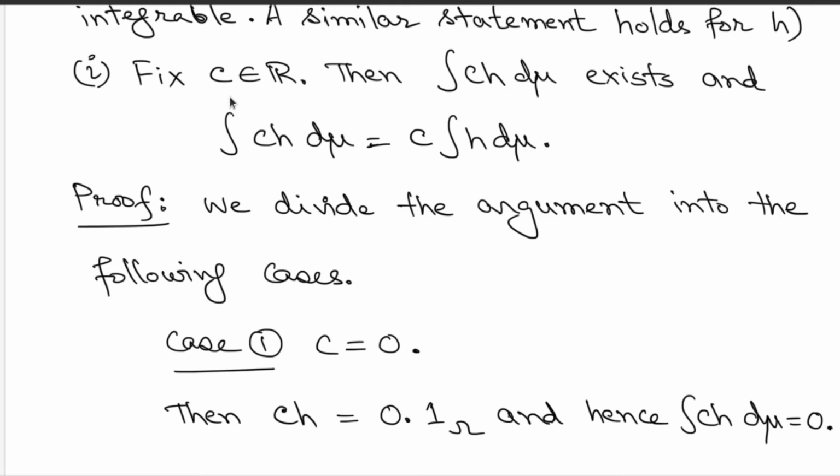What we are saying is that if you have a measurable function h, and you multiply it by some scalar quantity c, which is some real number, then this is also a measurable function. So what you hope to prove is that the integration of ch should also exist with respect to the measure mu, and the integral value should be equal to c times the value of the integral of h. Okay, so that is basically the idea behind scalar multiplication.